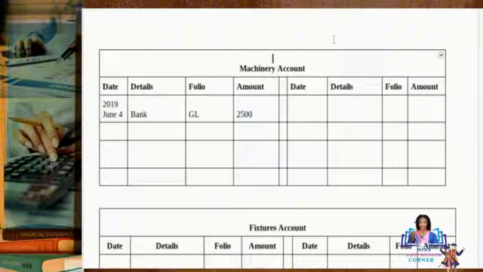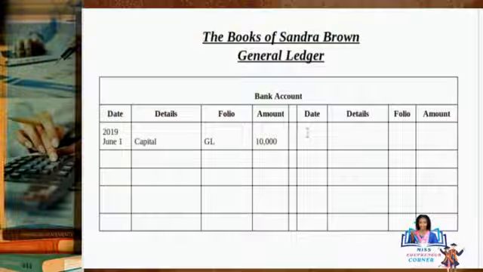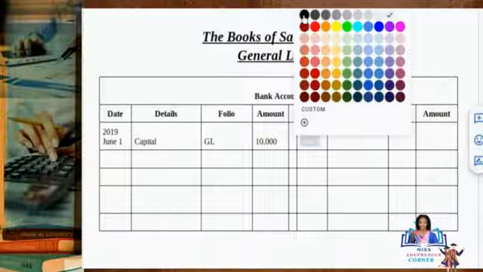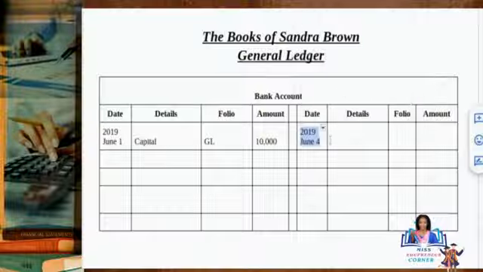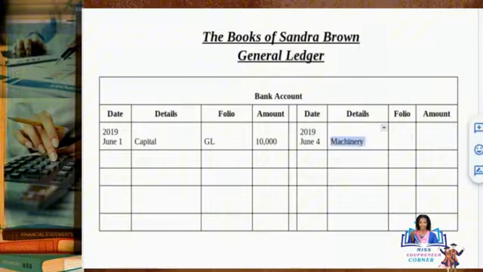So now we need to go and record this same entry on the credit side of bank. So we come on the credit side, we insert the date, the name of the other account affected, which is machinery. The machinery account is an asset account and it can be found in the general ledger as well.